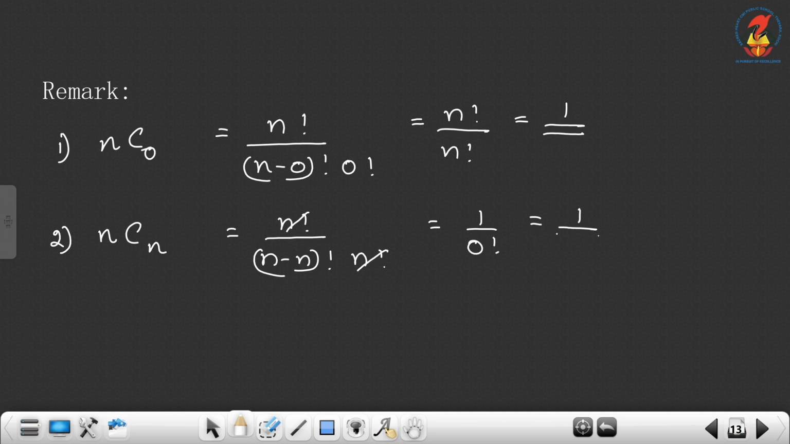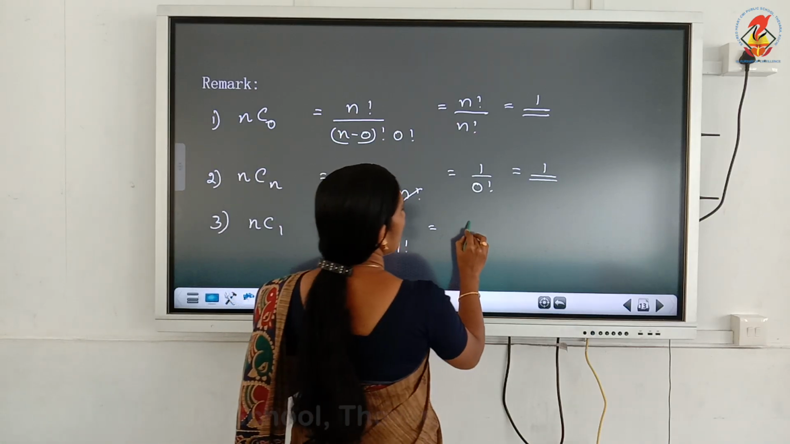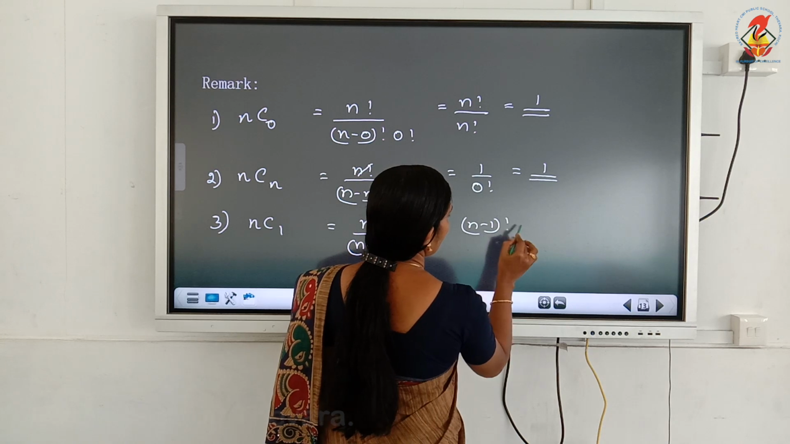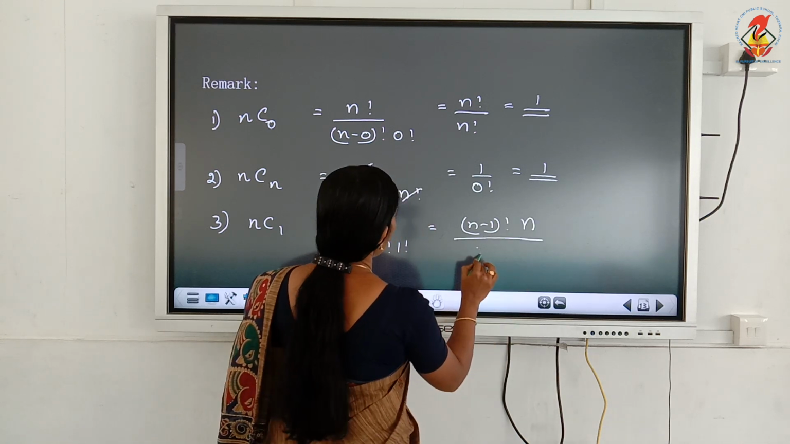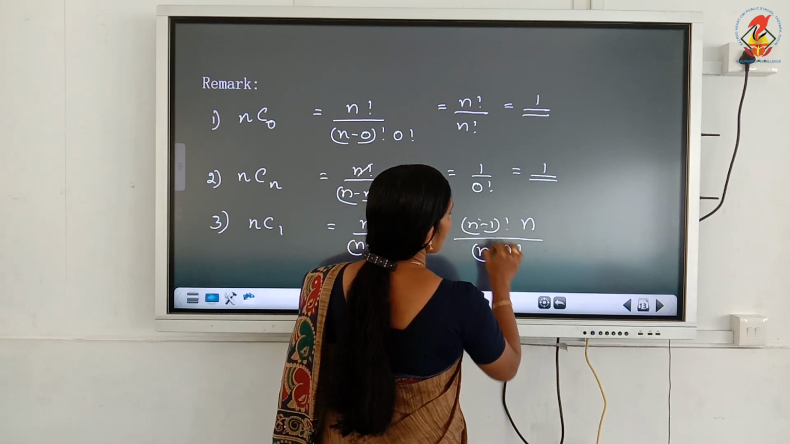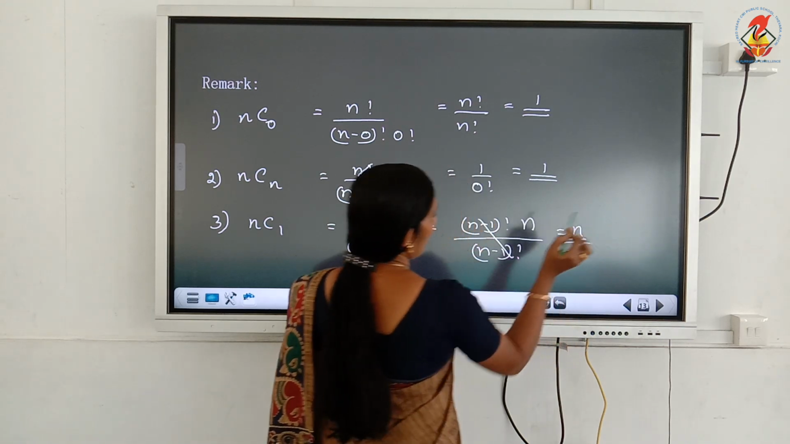0 factorial is 1, so it is 1 itself. Now the third one, nC1. nC1 is n factorial by (n minus 1) factorial and 1 factorial. The term before n factorial is (n minus 1) factorial into n by (n minus 1) factorial. So it cancels and this is equal to n.